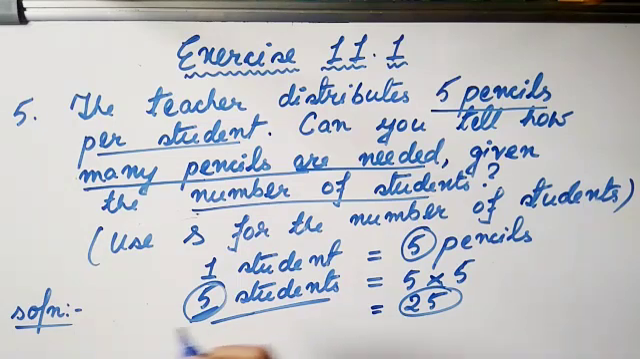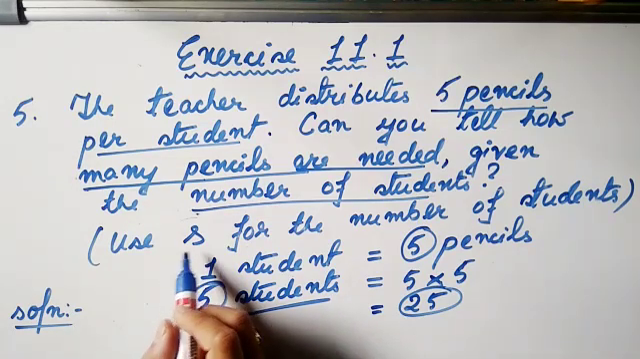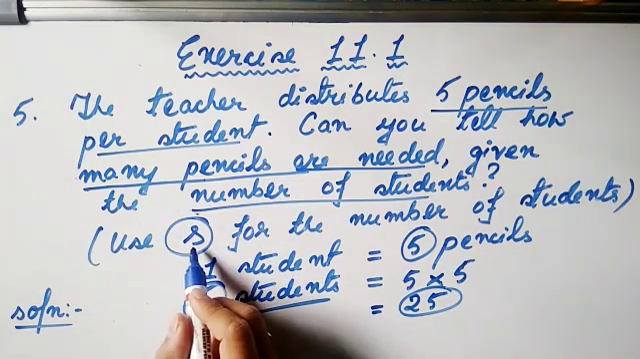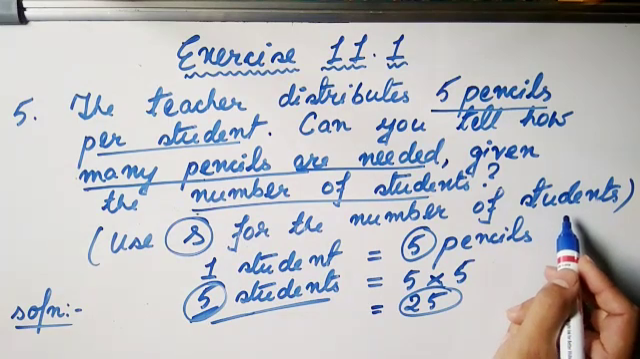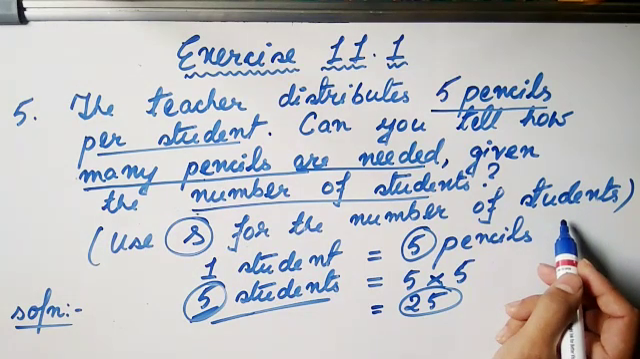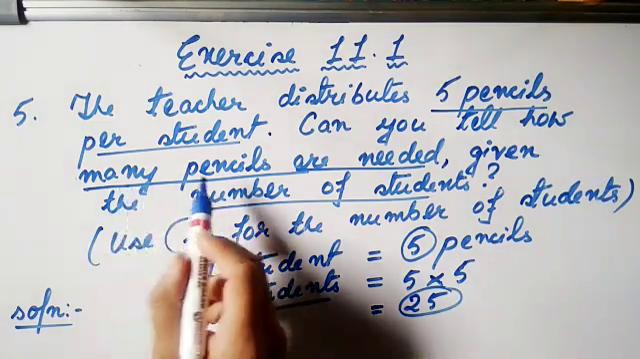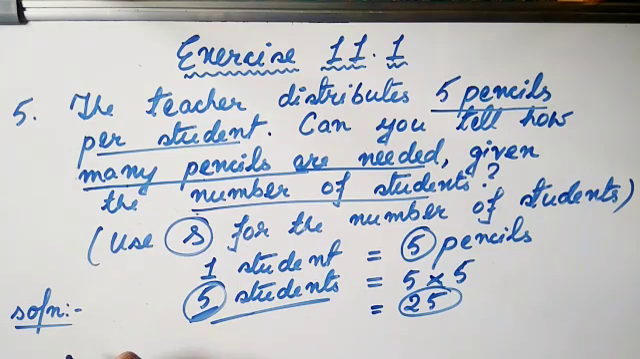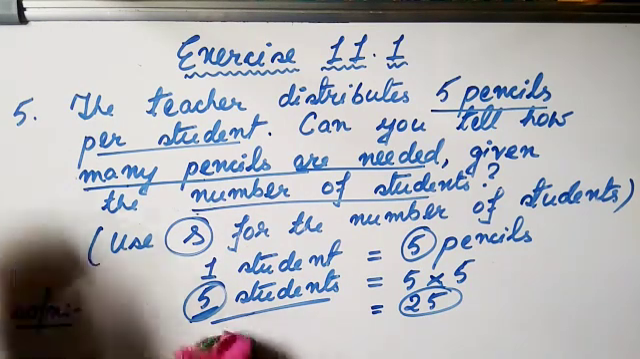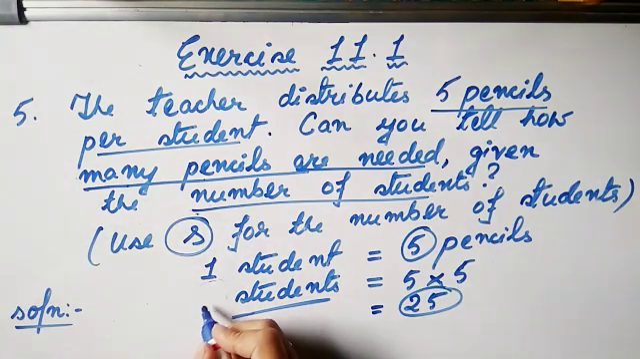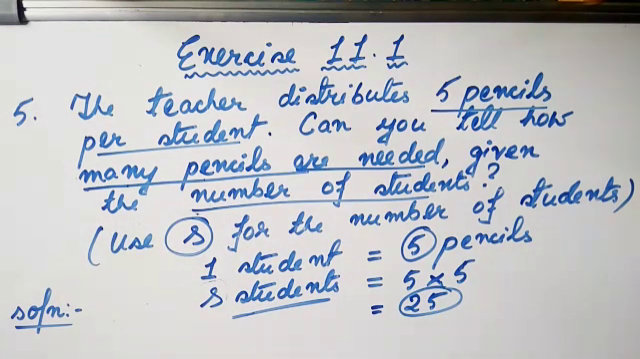Right? But here in the question, what did they ask us to use? They asked us to use S. That means the variable S for the number of students. So the number of students in that class will be taken as S. And we are going to find the number of pencils required. Right? So instead of this 5, we are going to take the number of students as, yes, the variable S.